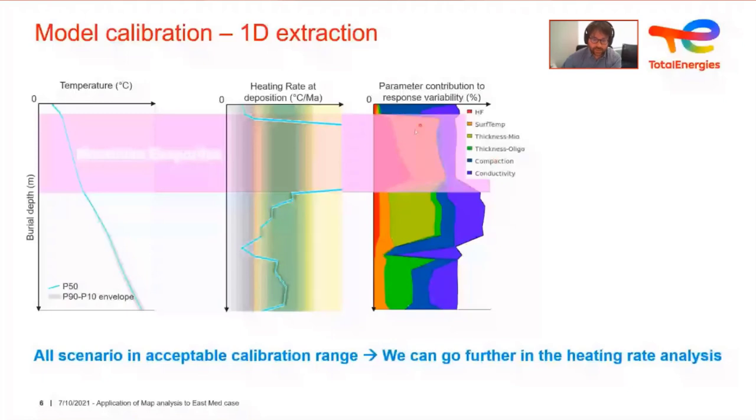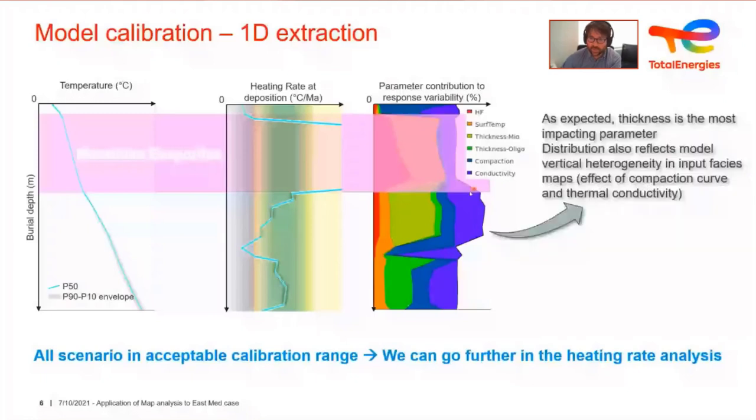Alcide also showed this kind of graph, and here we can directly evidence the main parameters impacting the result of the heating rates. It's quite evident that thickness is the most impacting, because it's directly playing with the sedimentation rate. But you can see that we also have an impact because of compaction and the thermal conductivity of the sediments. And this is probably showing the variability we could have introduced in the facies maps.